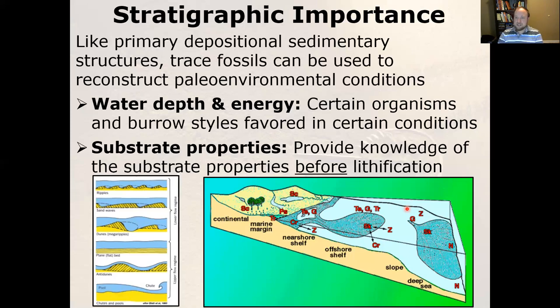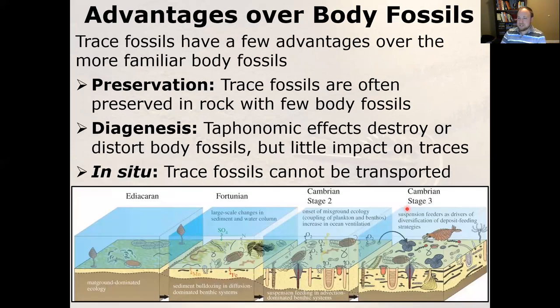So that's all well and good, but why would we want to use these things over body fossils? We've been talking about body fossils for the entire class, basically. Why would we want to use just trace fossils? It seems weird. It's just burrows. It's not like the whole animal. Well, one advantage that they have is that they are preserved in a different manner than body fossils. So trace fossils are often preserved in rock that doesn't really have a lot of body fossils.